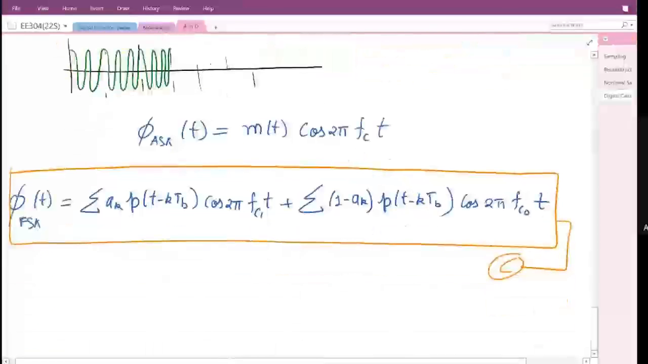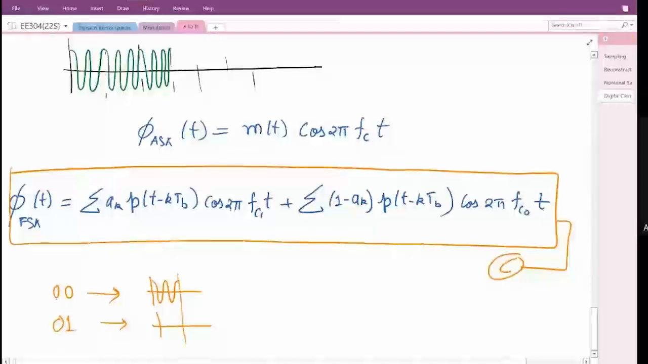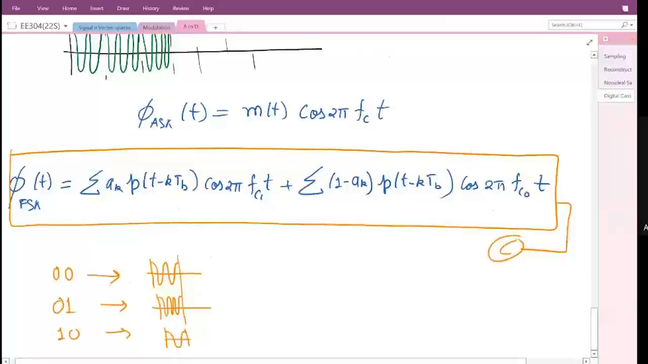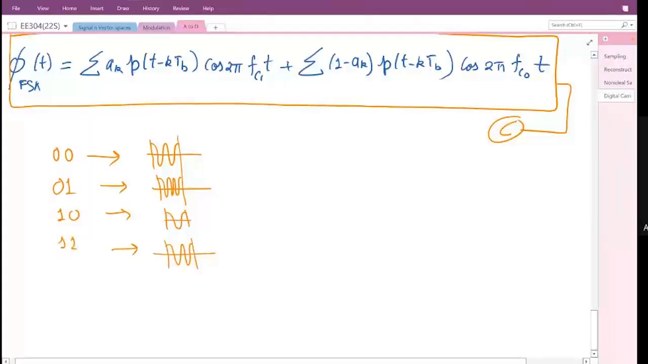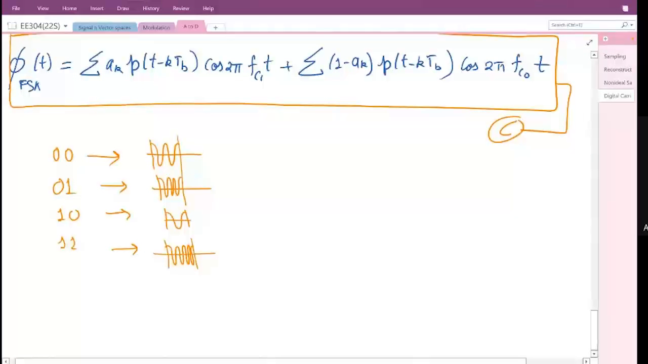So let it be that if there is 0 0, then we can have 2 cycles, and if this is 0 1, then this can have 3 cycles, 4 cycles, like that. Okay, 1 0, let this have only 1 cycle. So on and so forth. And then 1 1. Oh, this we have already taken, like this.